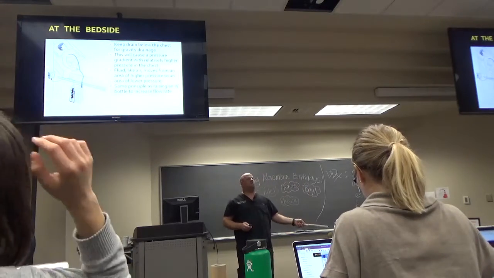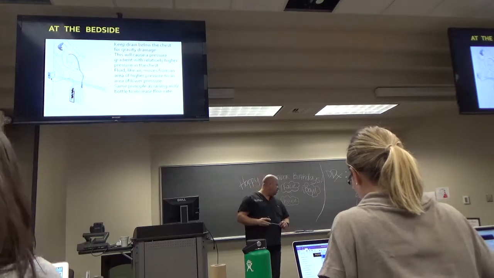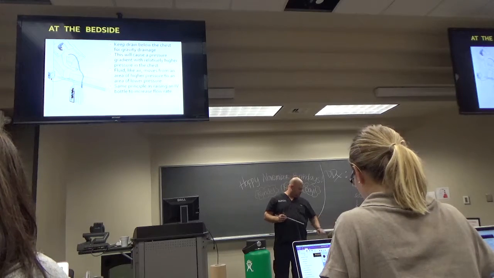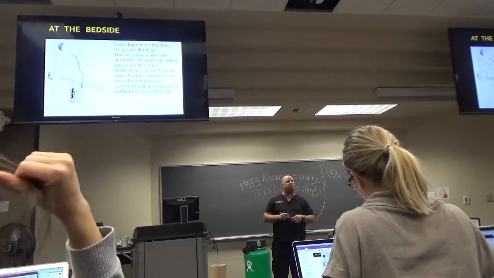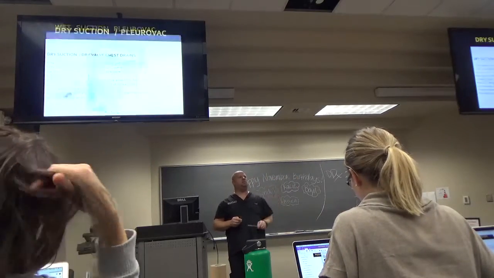So, the pleurovac rests on the bed, gravity helps drainage, it's below the chest, okay? This little port right here, we hook this up to suction, to wall suction. So this goes to the chest, this is the suction tubing, it goes from here to the wall, okay? This is the old wet suction pleurovac we're talking about.